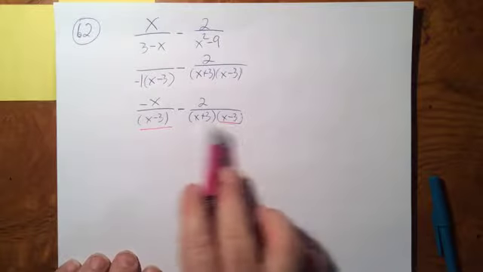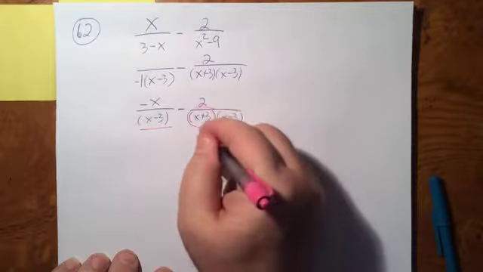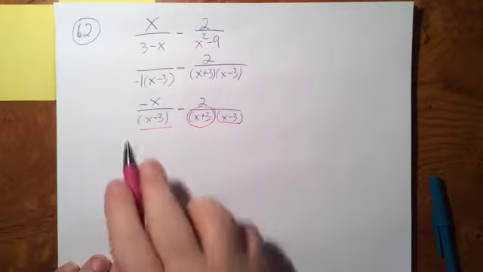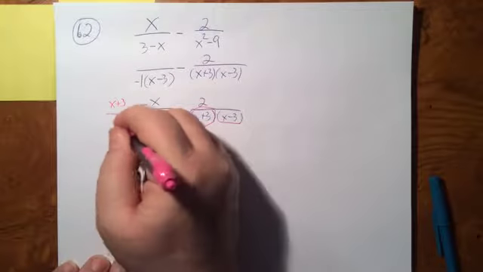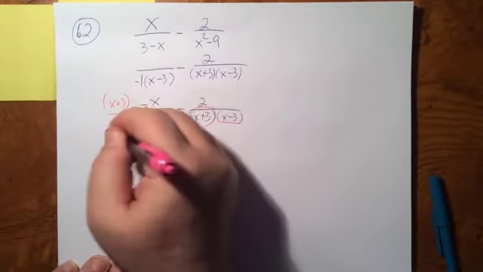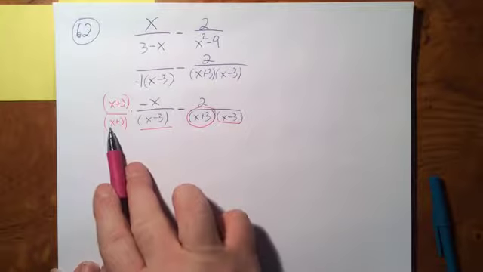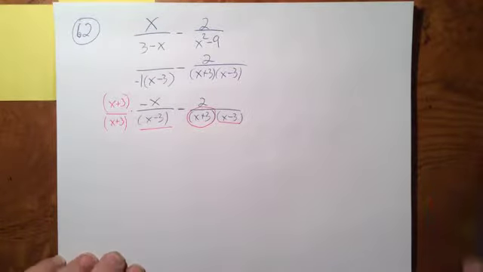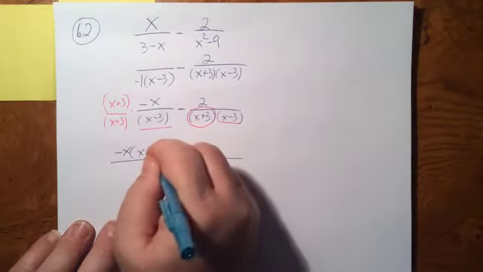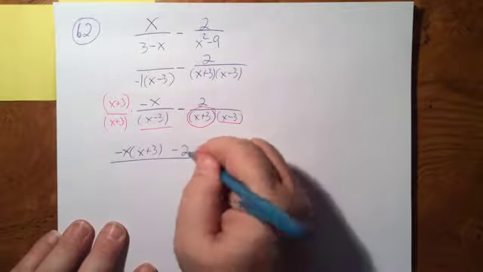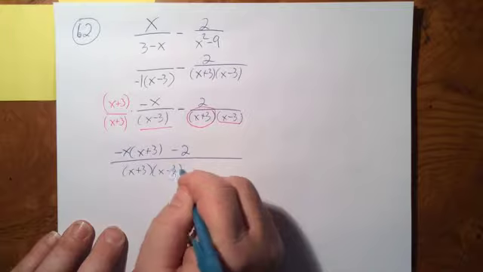So we see here we have a common factor in the denominator of x minus 3. We have another factor in the second fraction of x plus 3, which we're going to need to multiply this other fraction by. So here we have x plus 3 multiplying on the top and bottom of the denominator here. So I'm going to rewrite the problem now. Negative x times x plus 3, minus 2 over x plus 3 times x minus 3.